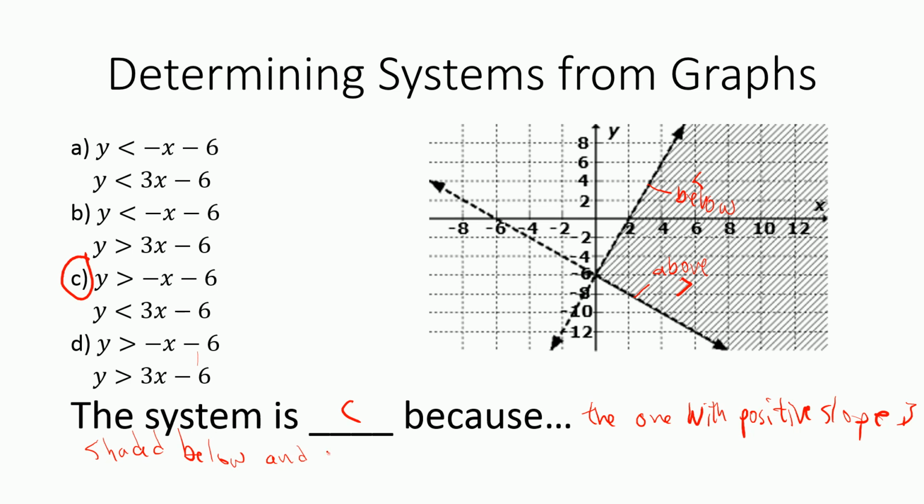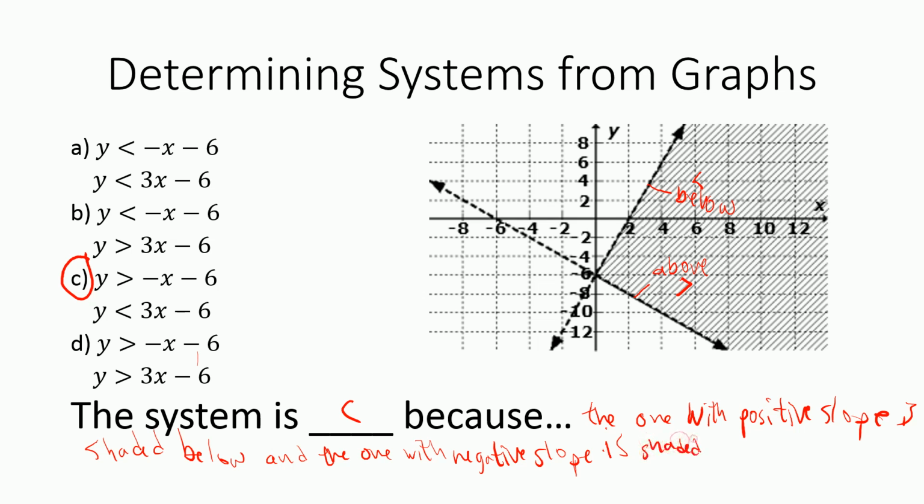And the one with negative slope is shaded above. And again, this is an acceptable reason because it's using what we know about slopes, and you're differentiating between the two using a general idea of slope, even if it's not specific slopes.